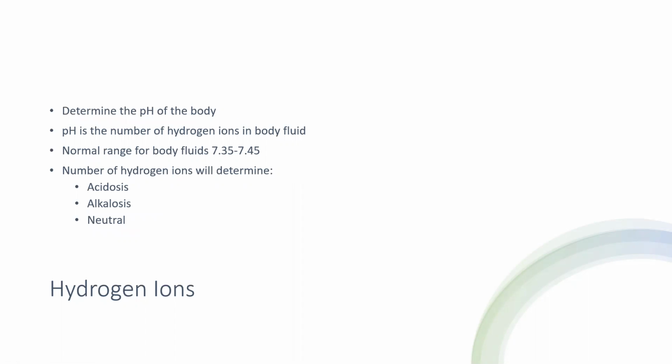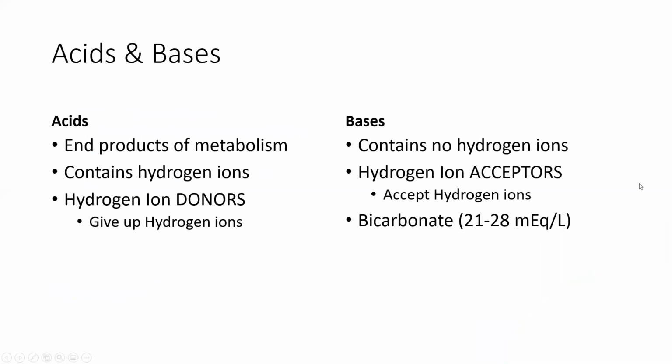So let's talk a little bit about hydrogen ions. Your hydrogen ions will determine the pH level of your body. This is the number of hydrogen ions that are found throughout the body fluid. The normal range, again a very tiny window, is 7.35 to 7.45. The number of your hydrogen ions will always determine whether you're in acidosis, alkalosis, or a neutral state. Hydrogen ions in the presence of acidosis drive the body fluids down. So that's a pH of less than 7.35, whereas alkalosis is greater than 7.45.